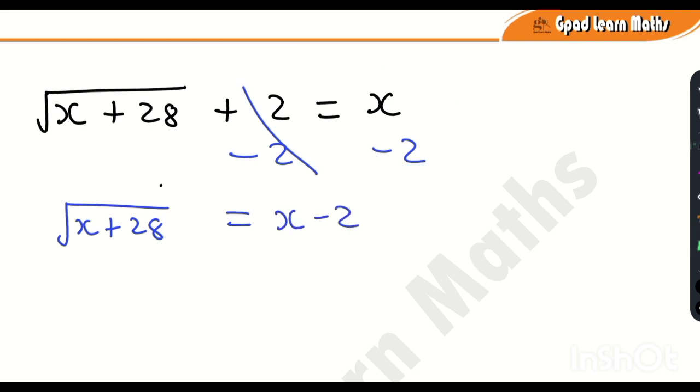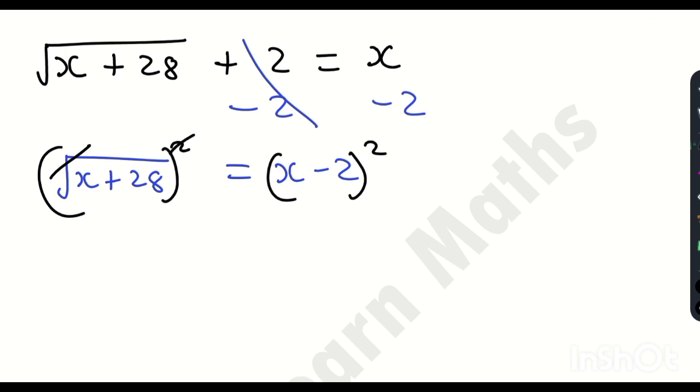What I will do next, look at, there's a square root here, and we need to get rid of that square root. I am now going to square both sides. So let's apply squared here and then here as well. This square will cancel the square root, and then I have x plus 28 is equal to x minus 2 all raised to the power of 2.